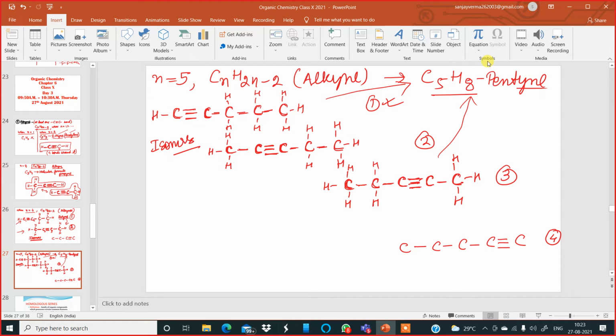So now, number 1, number 2, and number 3: are these 3 isomers? Yes, sir. Now look at the fourth one. Carbon 1, I'll give 3 hydrogens.